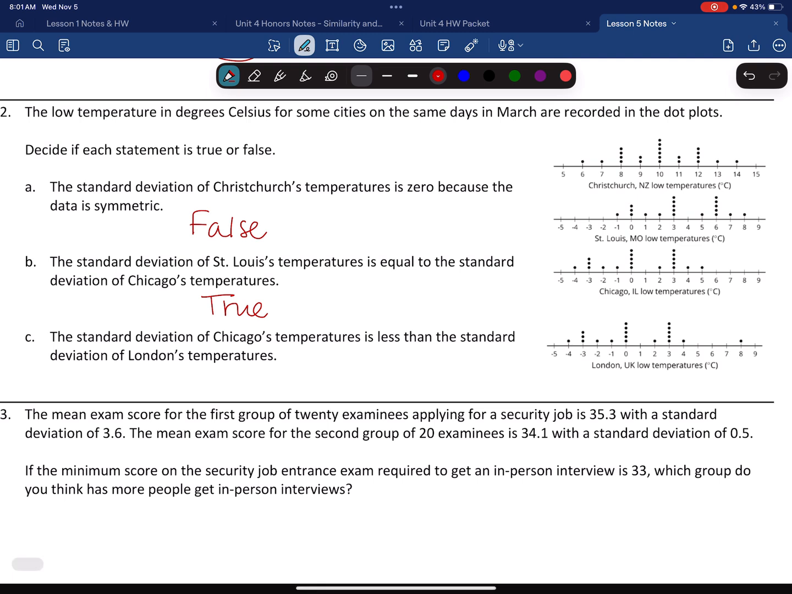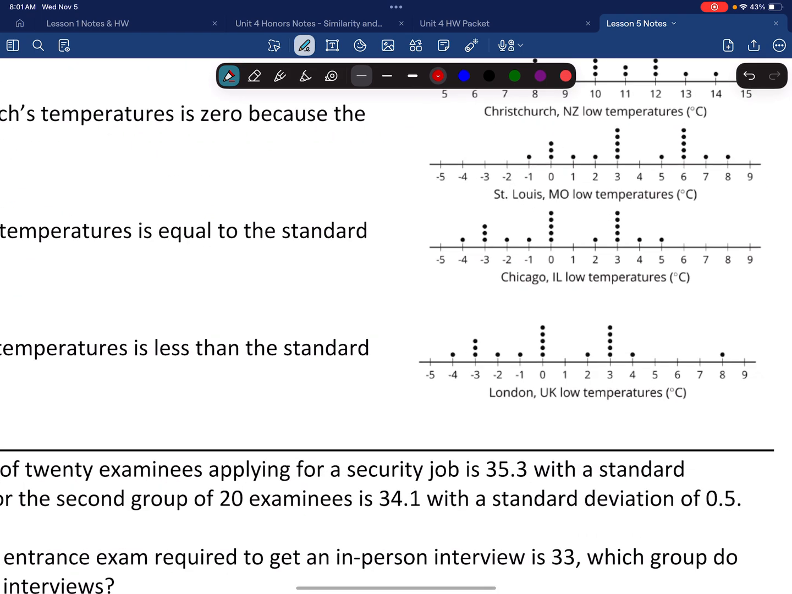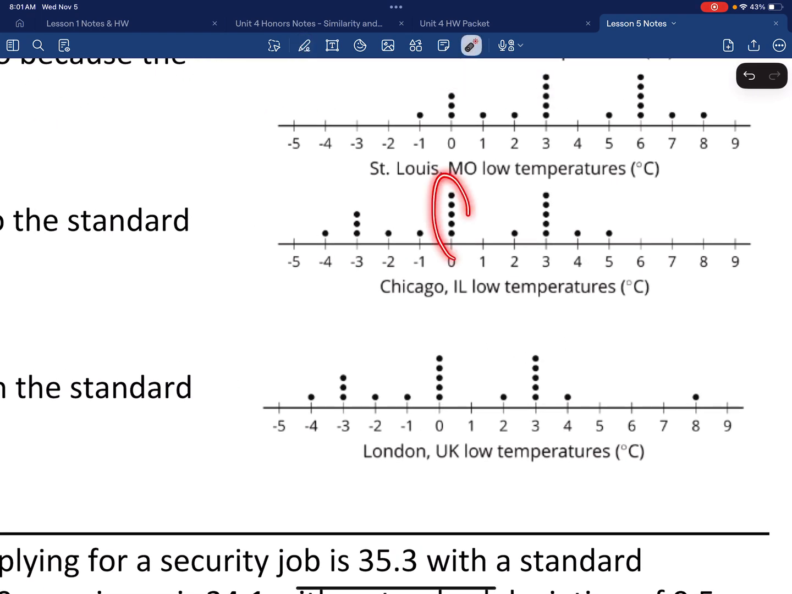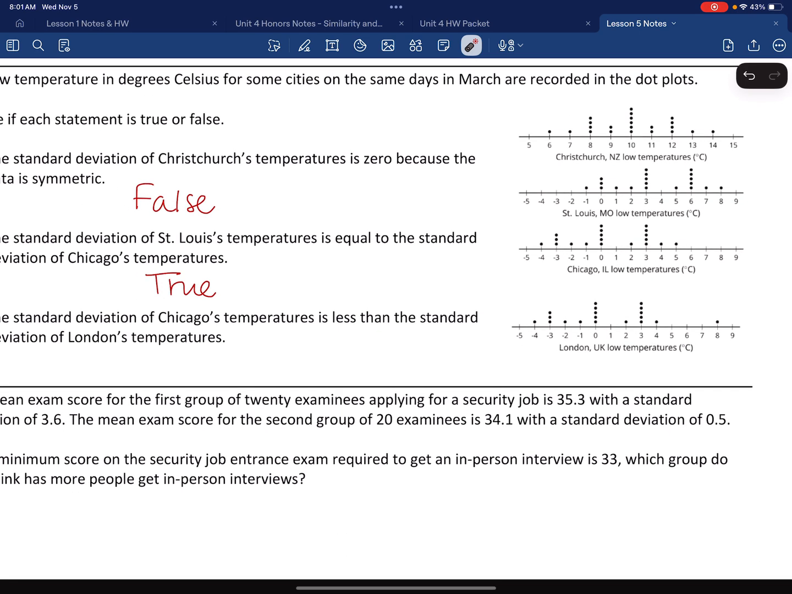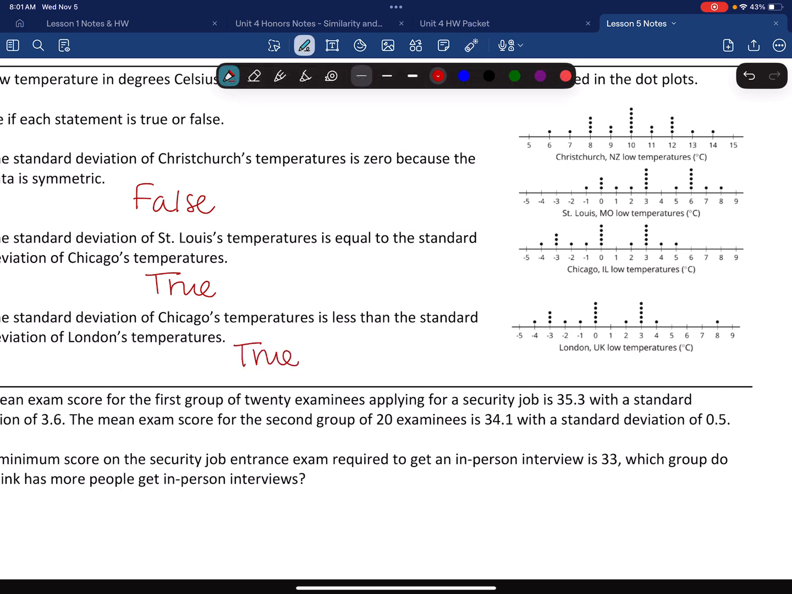Then C, the standard deviation of Chicago's temperatures is less than the standard deviation of London's temperatures. So if we look at Chicago, here's our middle, and we have data on both sides. For London, here's our middle, and this front side looks about the same, but for London, we have this value all the way over here. So our data in this direction is spreading much further than it is for Chicago. So this would also be true. The standard deviation for Chicago is less than the standard deviation for London.